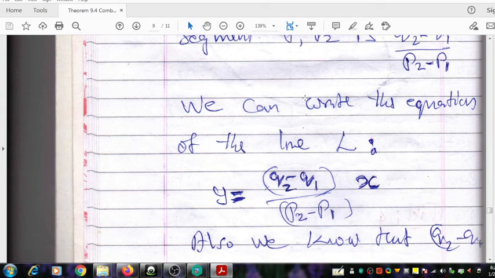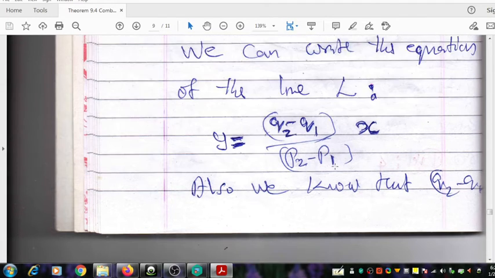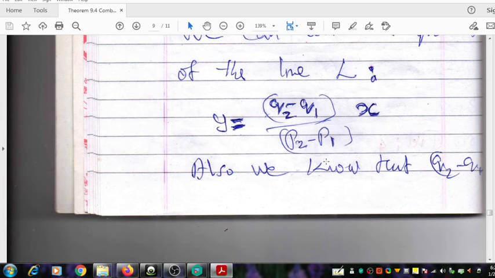We can write the equation of the line also, assuming that (x, y) is an arbitrary point on that line L. We get that the equation of the line is y equals the slope of the line segment P1 P2, the same slope you can take as the slope of the line L also. So y is equal to (Q2 minus Q1) divided by (P2 minus P1) times x.